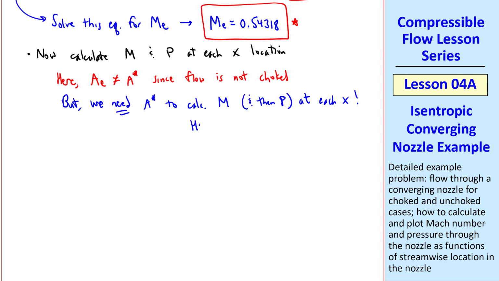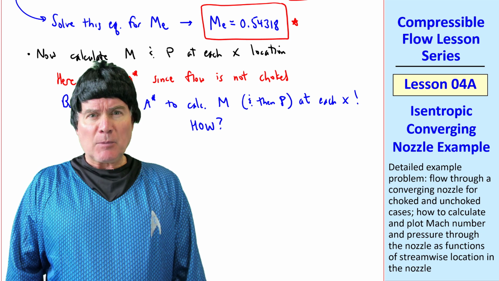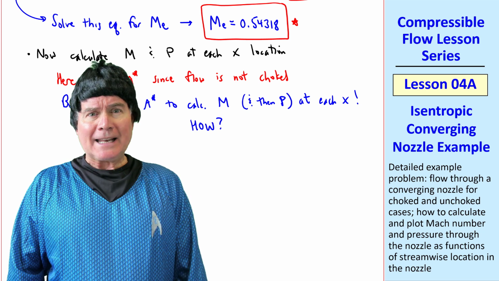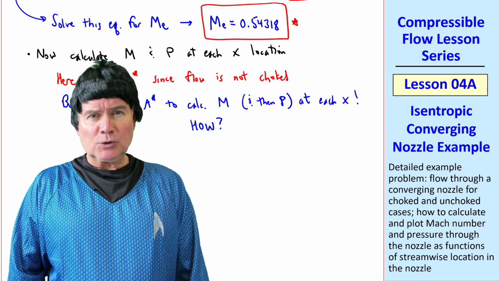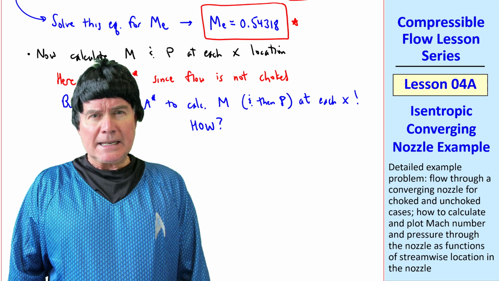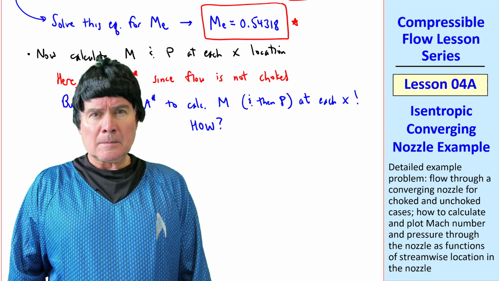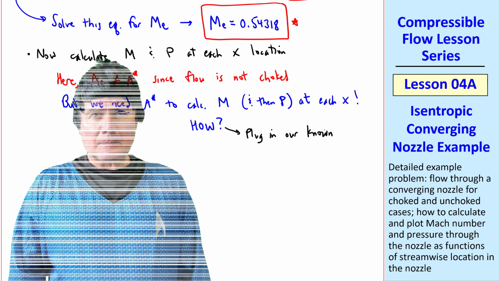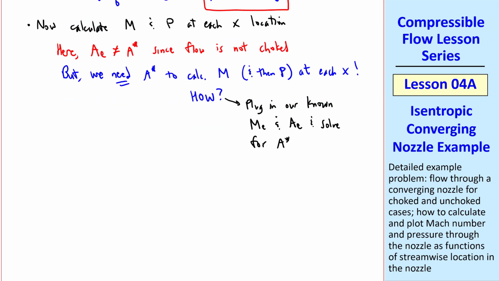I'll ask the students, how? How are we going to calculate A star? Since both Mach number and area are known at the exit plane, the most logical thing would be to use these values and calculate A star, which would be the only unknown in the A over A star relationship. Great idea, Jim. Let's plug in our known values of ME and the area, AE, and gamma, of course, and solve for A star from our area ratio versus Mach number equation.